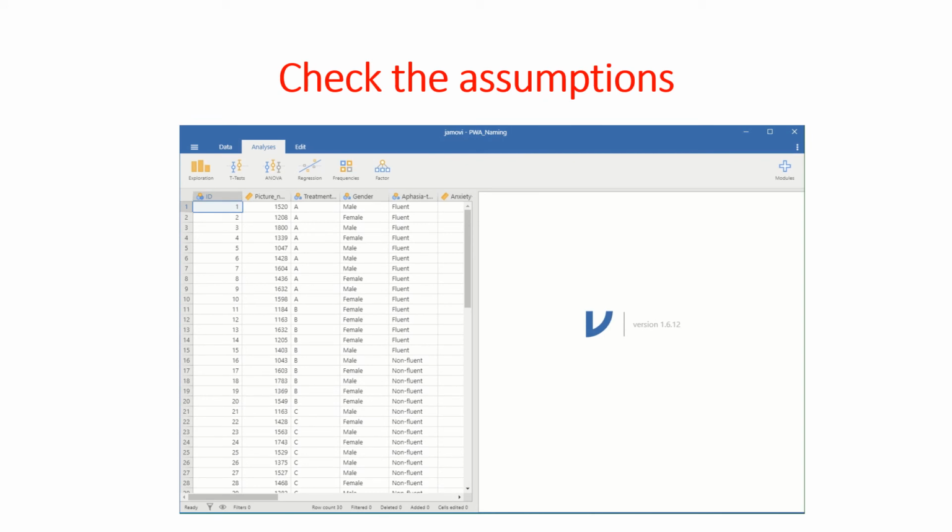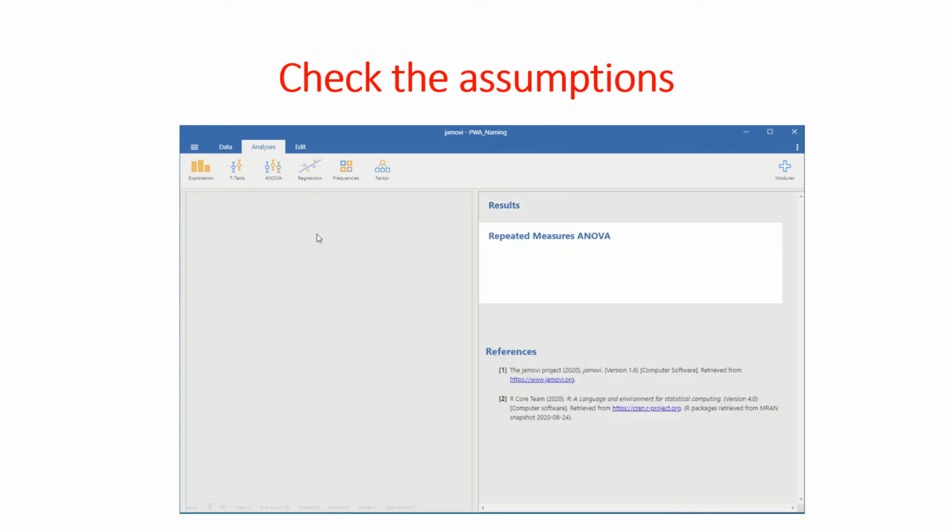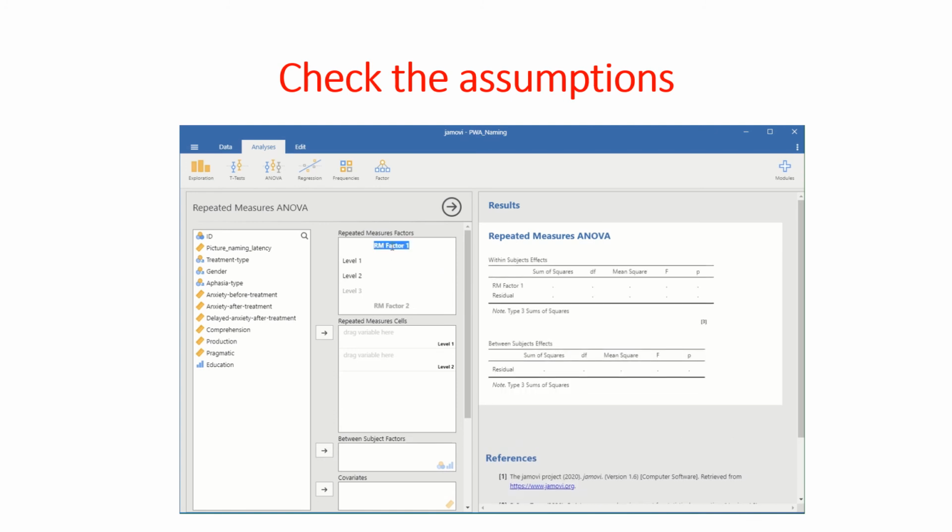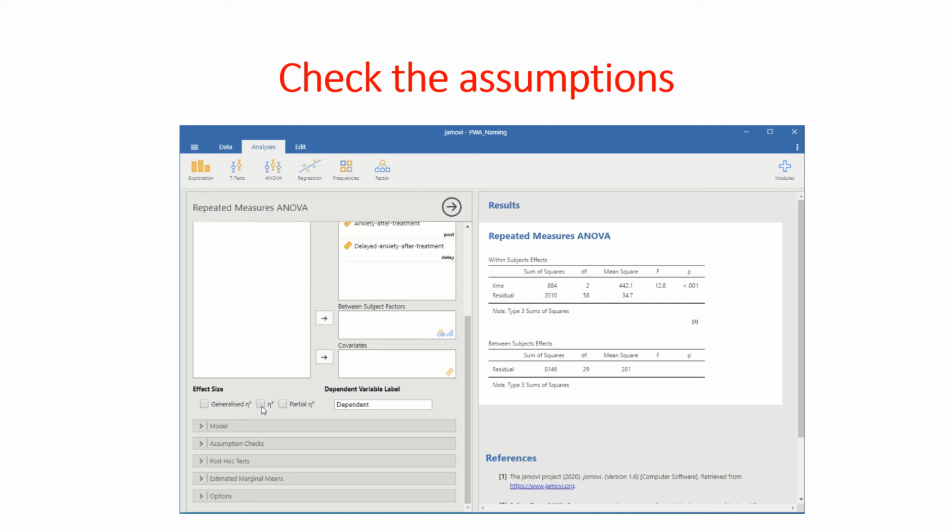Now let's see how we could check the assumptions in a repeated measures ANOVA. So we have the data here. Let's run the repeated measures ANOVA again. So we had time here, pre, post, and delay, and here, here, and here is pretty much what we had in the previous video.